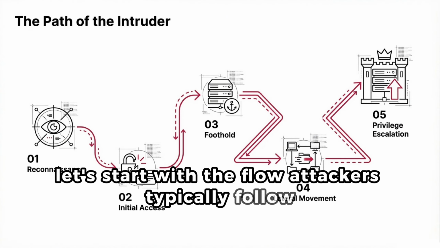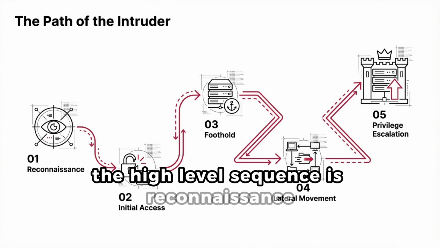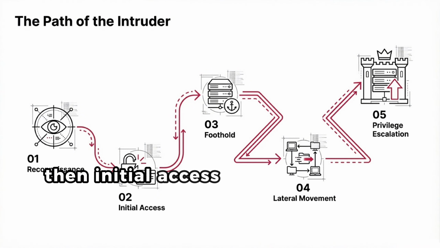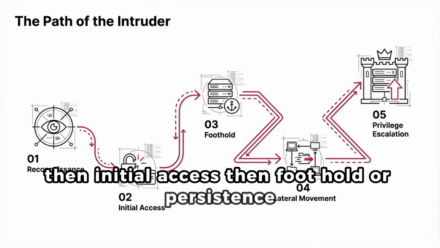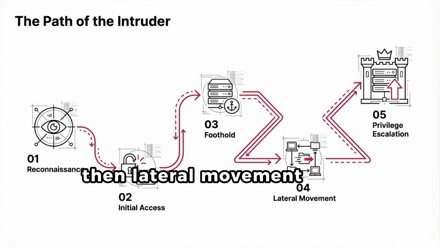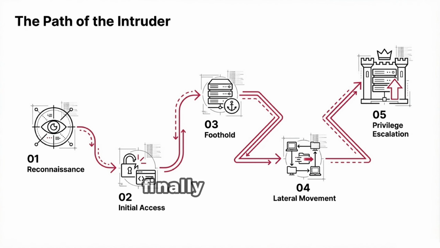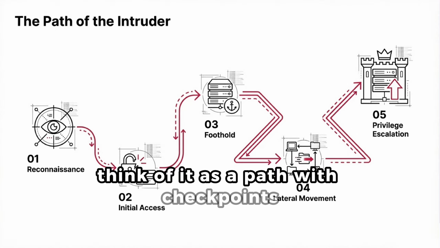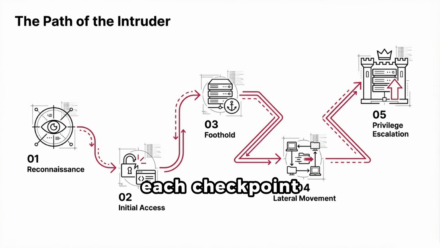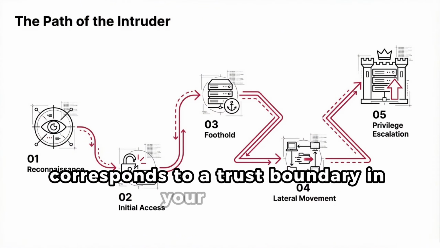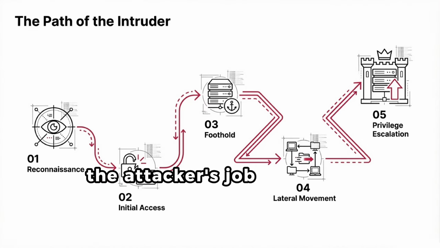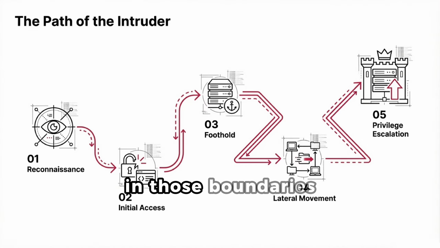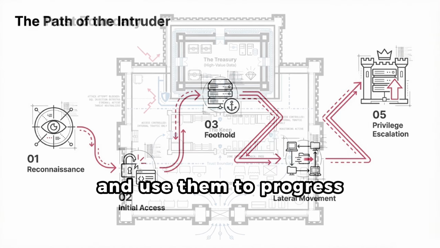Attackers typically follow a high-level sequence: reconnaissance, then initial access, then foothold or persistence, then lateral movement, then privilege escalation, finally the objective: exfiltration, sabotage, etc. Think of it as a path with checkpoints. Each checkpoint corresponds to a trust boundary in your system. The attacker's job is to find weaknesses in those boundaries and use them to progress.